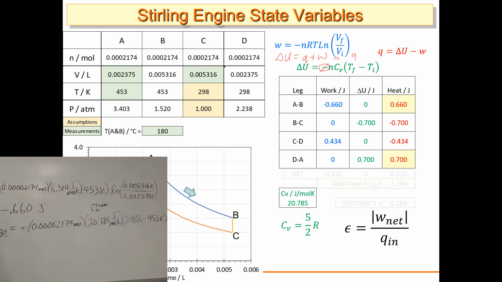It's that net amount of work. When I say net, I mean you just add up the work column. So it did some work, it had some work done on it. What's the net result? How much work did we really gain from the system? And so it's negative 0.226 joules. That's how much work came out of our engine per revolution. Okay.